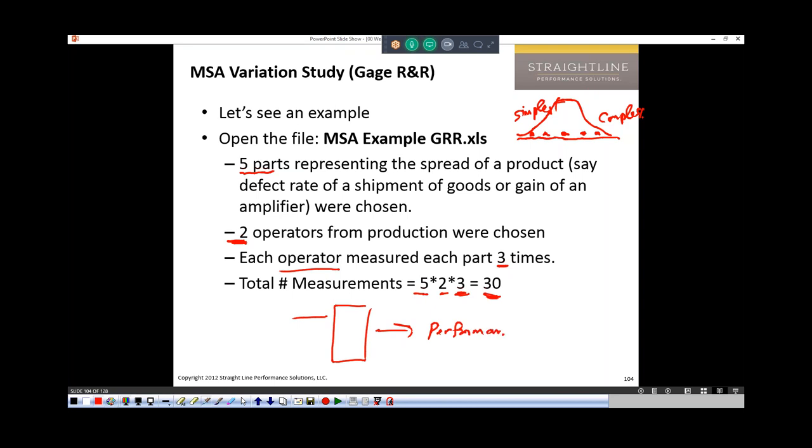Whatever that is, I'm not sure what it is. And I've got three factors, A, B, and C. My A factor is called parts. I want to see if parts vary, if performance varies by part.